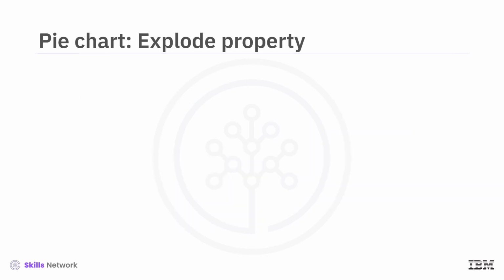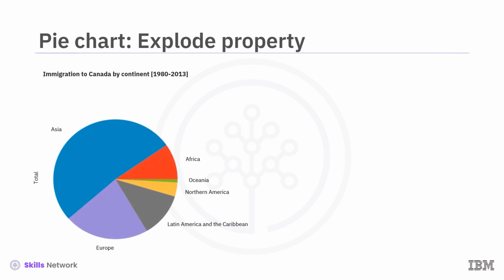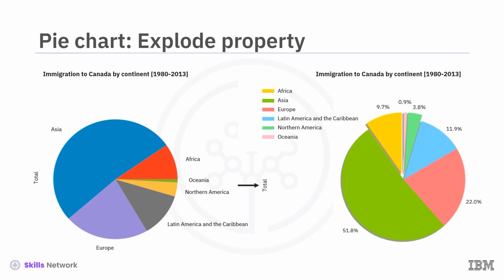The explode property of a pie chart in Matplotlib allows you to offset one or more slices from the center, highlighting specific sections of the chart. By assigning values to the explode parameter, you can control the degree of separation and emphasize particular segments of the pie. As shown in this pie, the continents where the total is less than 10% are exploded out to be highlighted. A final point about pie charts.